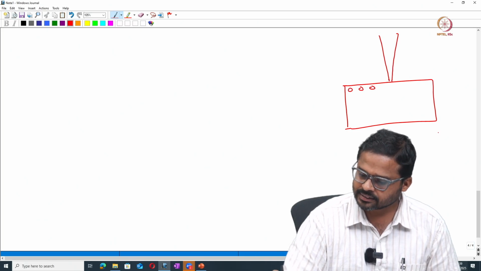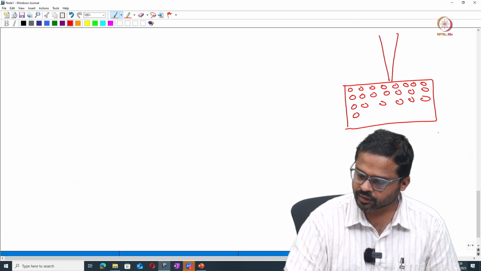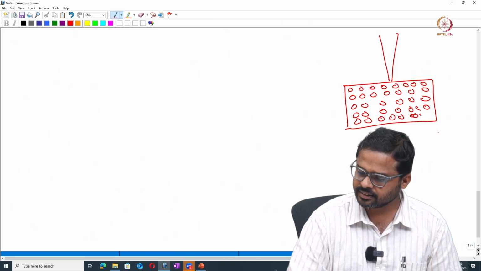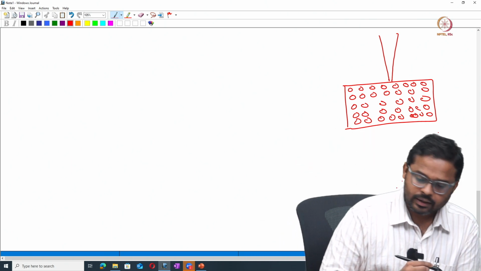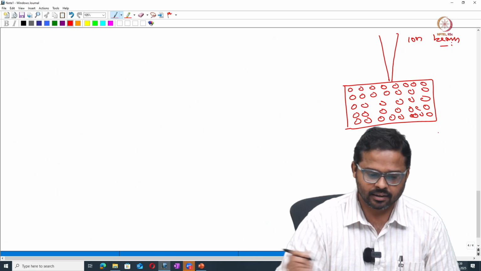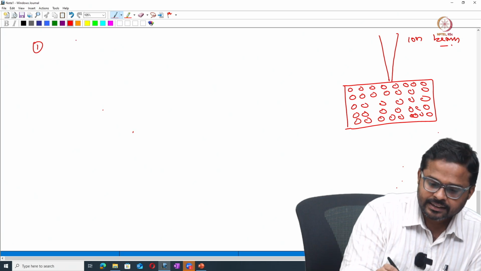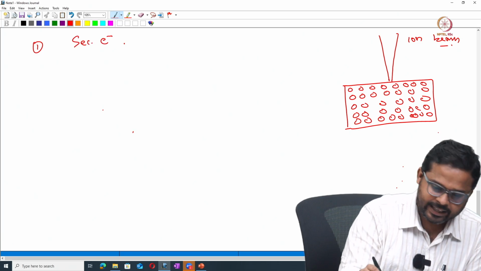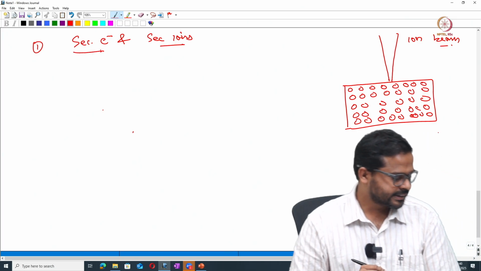So you have a certain structure of that particular sample on the sample surface, correct? This is your sample surface, and these are the atoms which are arranged inside the sample, which is having a definite structure. Now when an ion beam interacts with the sample, the first common emission is the secondary electrons and secondary ions. Okay, so what are secondary electrons?